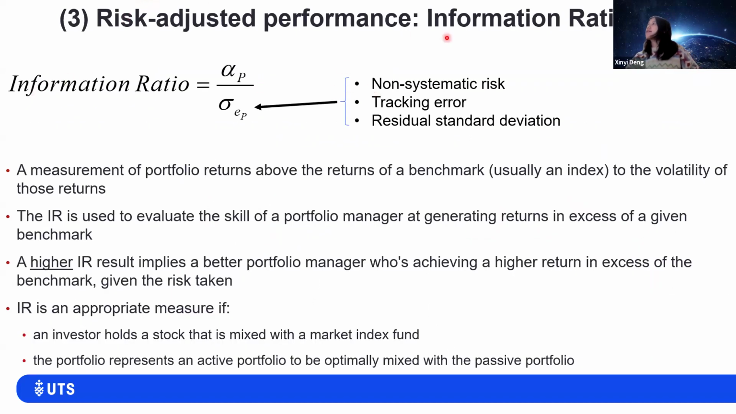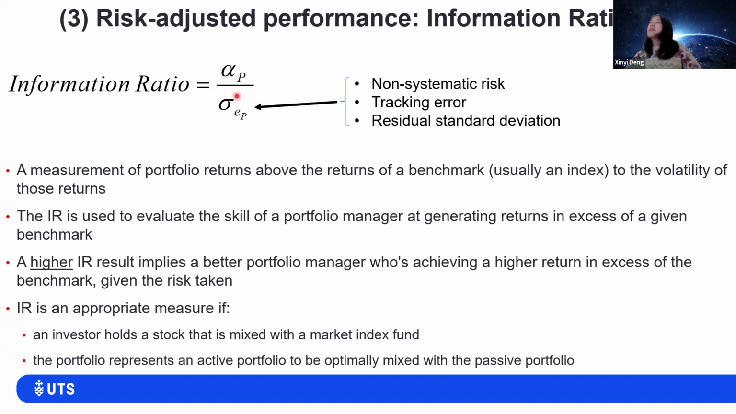Now let's discuss the information ratio. The information ratio is calculated as the Jensen's alpha, alpha P, divided by the tracking error, sigma e P. The tracking error is a measure of the non-systematic risk, and it is actually just the standard deviation of Jensen's alpha. So it's the standard deviation of Jensen's alpha.